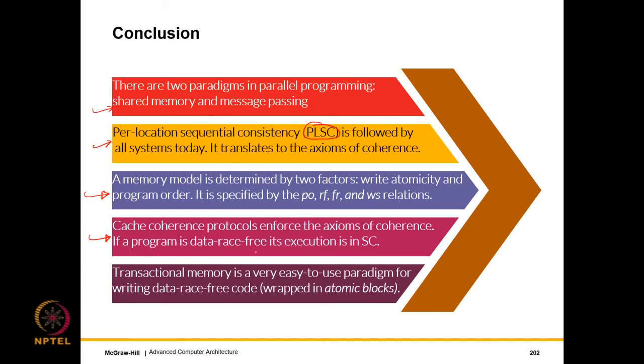And then we looked at data race freedom, and we defined what is a properly synchronized program. And if a program is data race free, its execution is in SC. Finally, we talked about transactional memory, its correctness properties, different protocols, hardware protocols, software protocols, and how easy it is to write correct data race free code, of course wrapped in atomic blocks and transactions, where the underlying system does the rest. So this concludes this chapter.